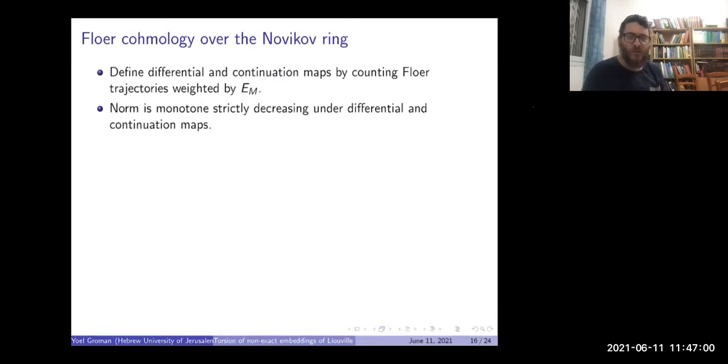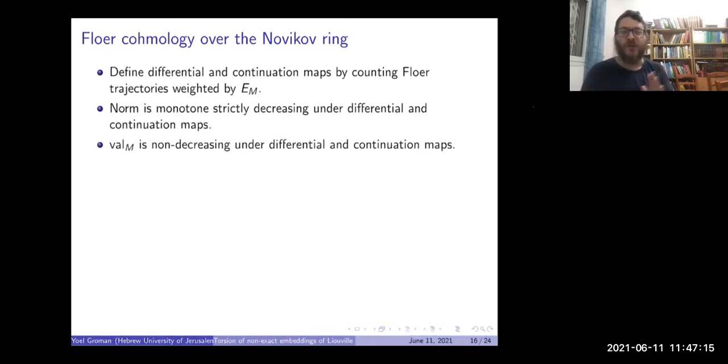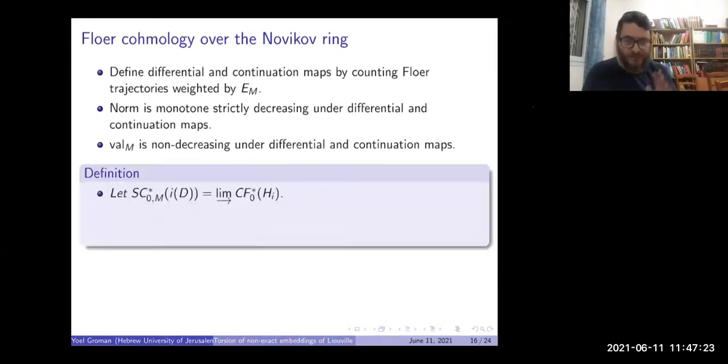And then what's important to keep in mind is that under the differential and continuation maps, the norm, which was defined before using the action, always decreases. And also the valuation has this opposite monotonicity. It's non-decreasing under differential and continuation maps. Okay, so this means we have something well-defined over the Novikov ring because of this claim about the valuation.